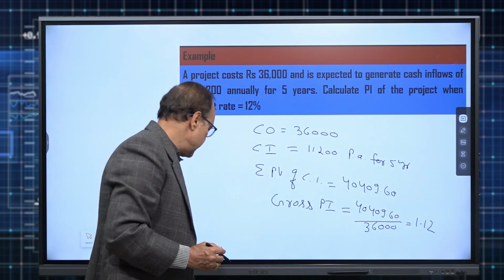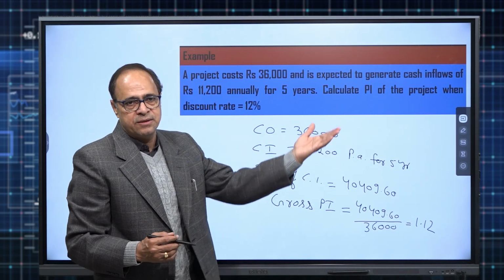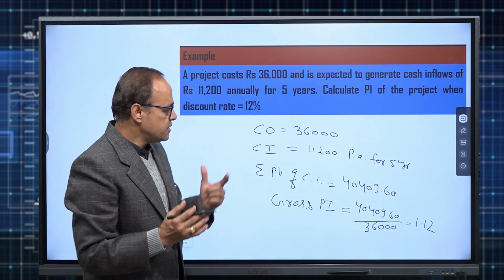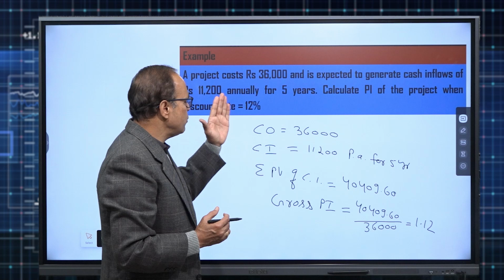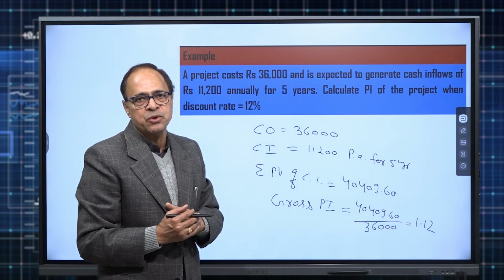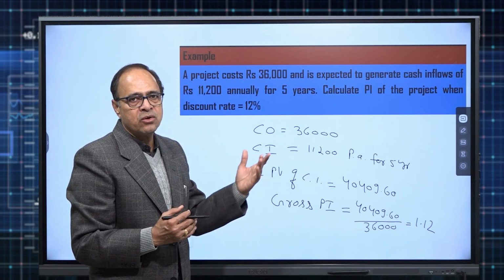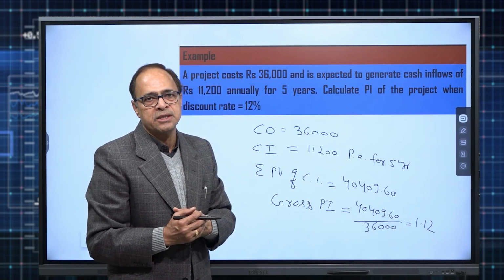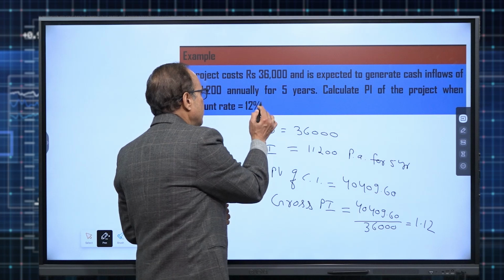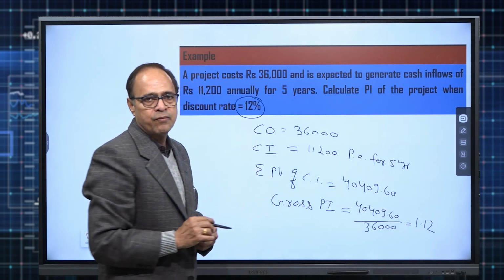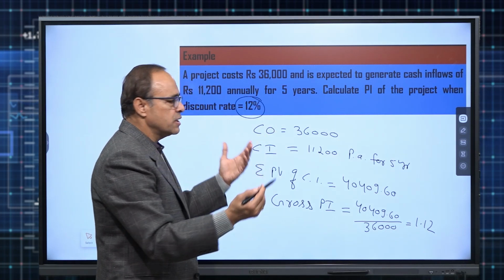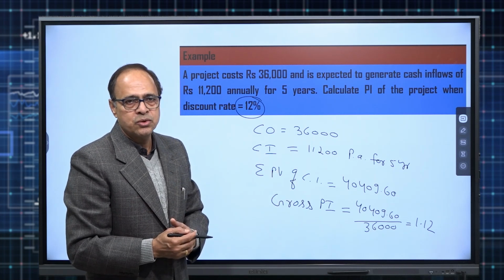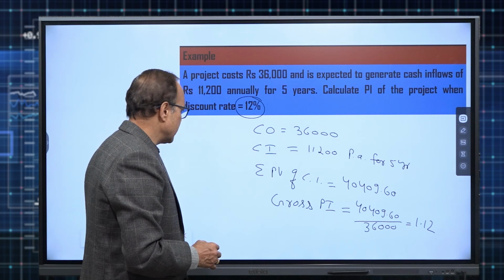Since gross profitability index is positive as well as more than 1, the project is acceptable. This simply implies that for every 1 rupee which has been invested in this project, the investor or the company is going to get back 1.12 rupees after considering present value of money. And the present value we have calculated at 12%. You can try out the numerical using different rates, and the result will be before you for interpretation purposes. So that is the way we can calculate profitability index.